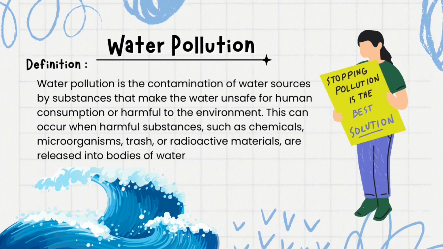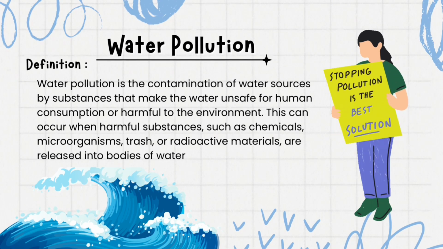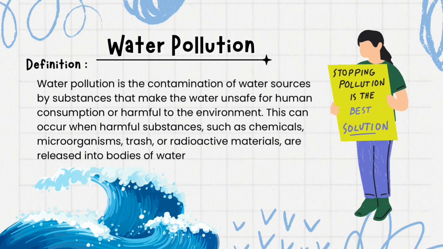The definition of water pollution is the contamination of water sources by substances that make the water unsafe for human consumption or harmful to the environment. This can occur when harmful substances such as chemicals, microorganisms, trash or radioactive materials are released into bodies of water.